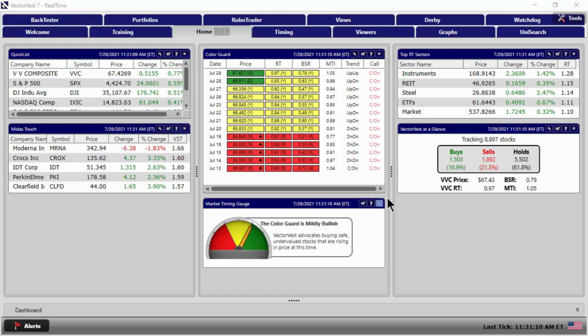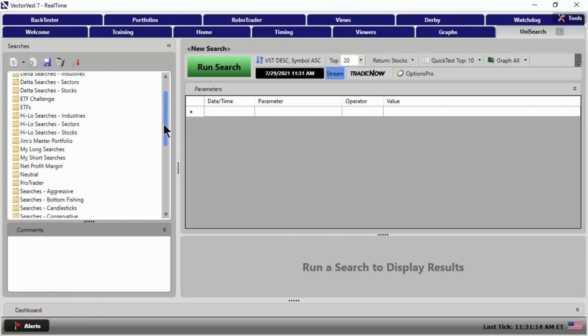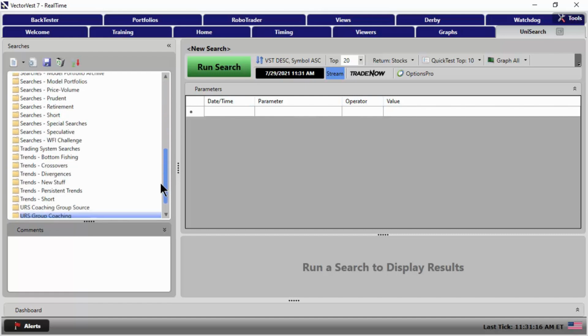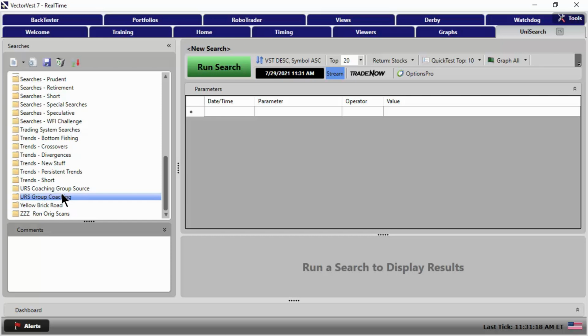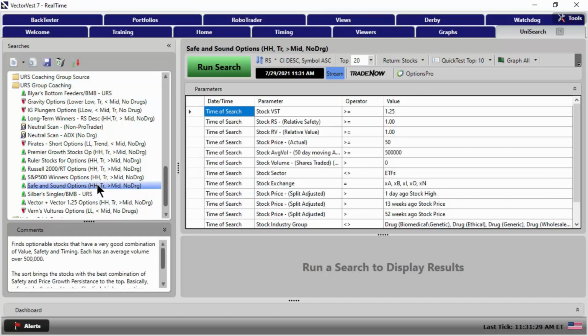So we'll switch over to the Unisearch. I have a folder that I've created for our options paycheck students called URS Group Coaching. That's also our coaching for retirement services. I'm going to use a scan called Safe and Sound. This is the same one that I pulled some stocks from in our last strategy of the week. We'll go ahead and open that up.